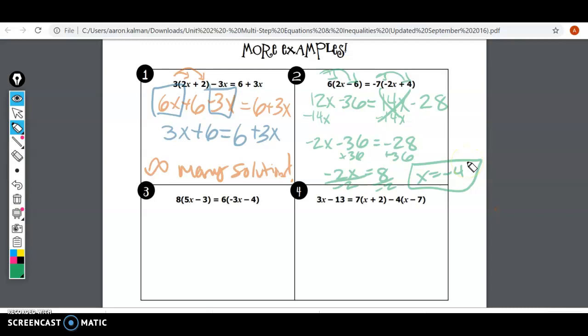What I want you guys to do now is try solving number 4. See what answer you get, and let me know. Write down what questions you have on how to identify whether an equation has infinitely many solutions or no solutions.